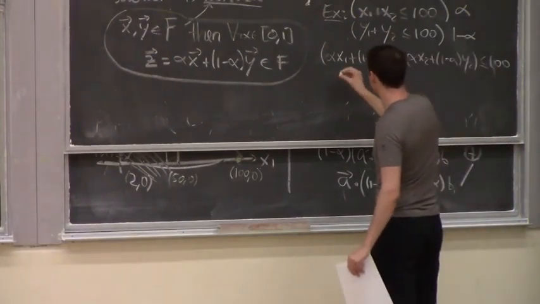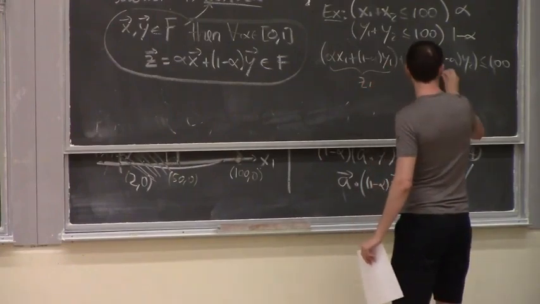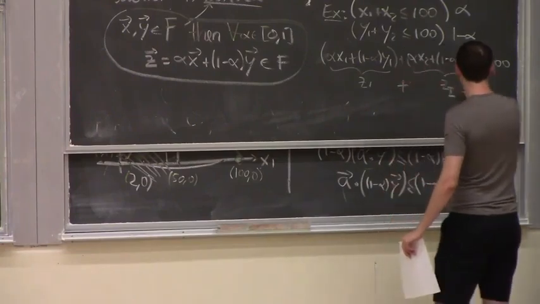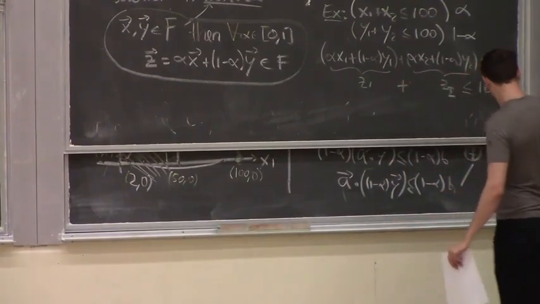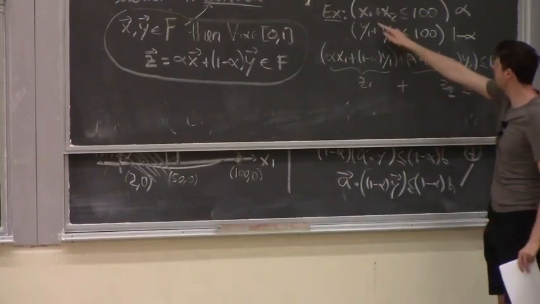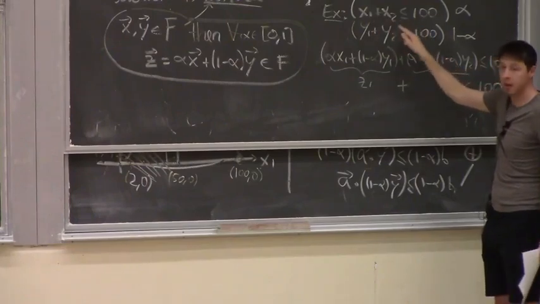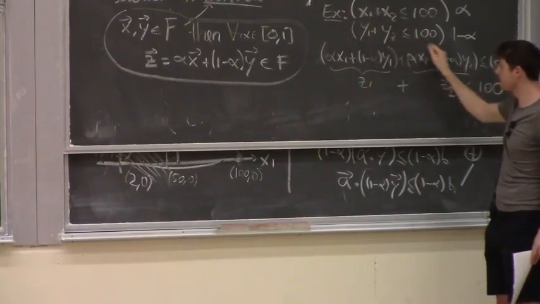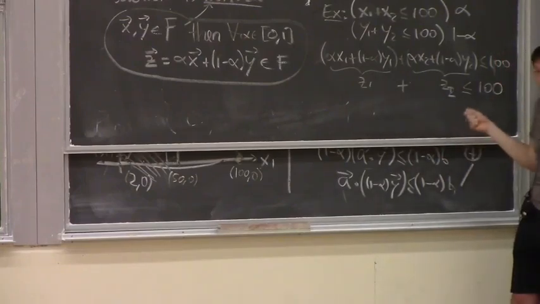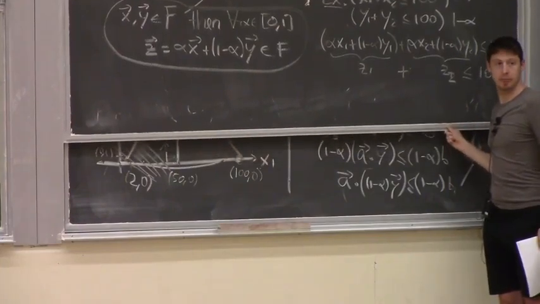So here, this is Z1, and this is Z2. So we're saying that Z1 plus Z2 is at most 100. So we wanted to conclude from that, assuming that x1 plus x2 is at most 100 and y1 plus y2 is at most 100, that anything between them, Z1 plus Z2, is at most 100. Good question.